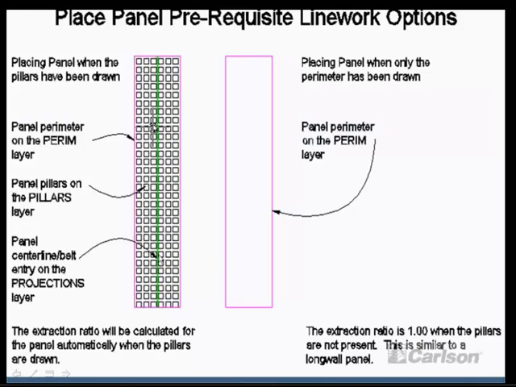This is not a requirement. We do have the option of planning without drawing the pillars, and we can just literally draw the panel perimeters on the perim layer, and then put a piece of text in here and use auto place panel by text, and it would be equivalent to having the pillars drawn.